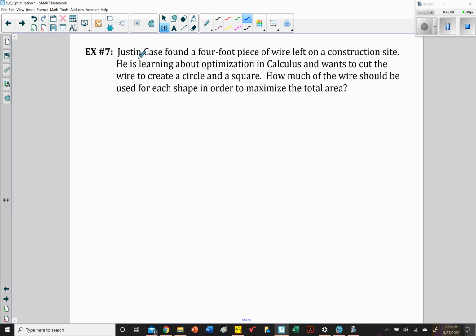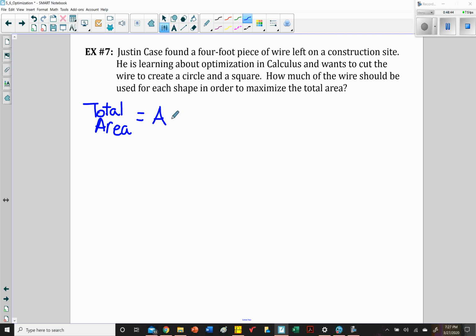So, you know, just in case, I think I used to date him. He found a 4-foot piece of wire left on a construction site. He's learning about optimization and calculus, and he wants to cut the wire to create a circle and a square. We want to know how much of the wire should be used for each shape in order to maximize the total area. This is a common problem. You see this in lots of textbooks.